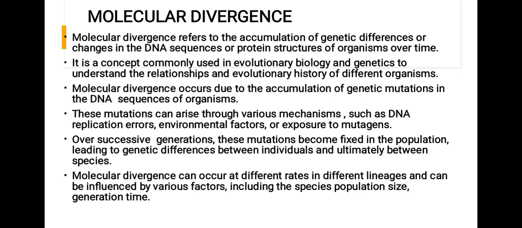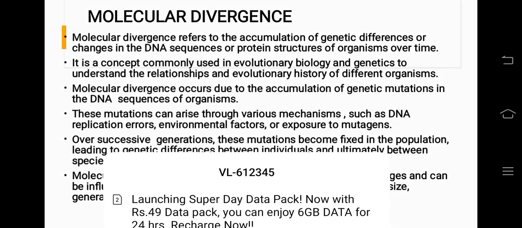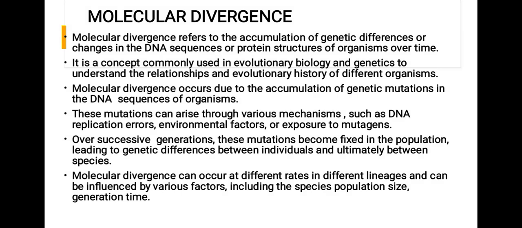Molecular divergence occurs due to accumulation of genetic mutations in the DNA sequence of organisms. These mutations can arise by various mechanisms such as DNA replication errors, environmental factors, or exposure to mutagens. Over successive generations, these mutations become fixed in the population, leading to genetic differences between individuals and ultimately between species.